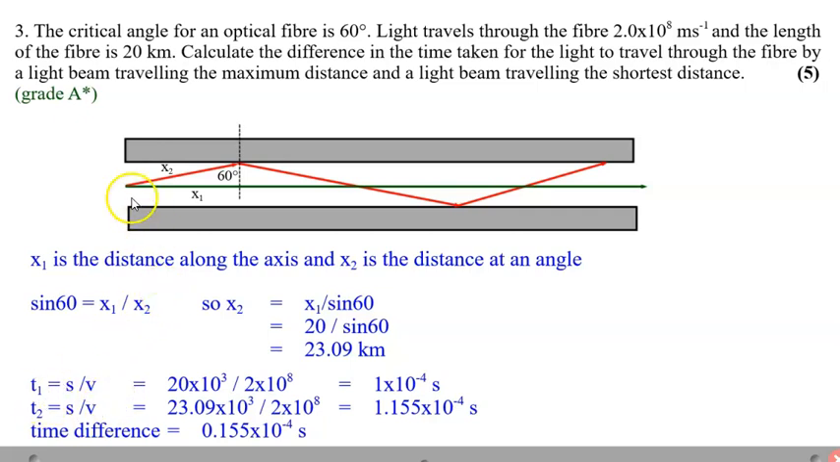So t1, for 20 kilometres, we can work out the time, that's 1 times 10 to the minus 4. t2, for our new value of 23.09, is going to be a greater value. It takes longer to travel this longer path, and we can work out the difference between the two. So it's just going to be the larger value, the second value, take away the initial value, and that is our answer. So we've shown mathematically why we need to increase the critical angle to reduce this time delay and the spreading out of the signal.